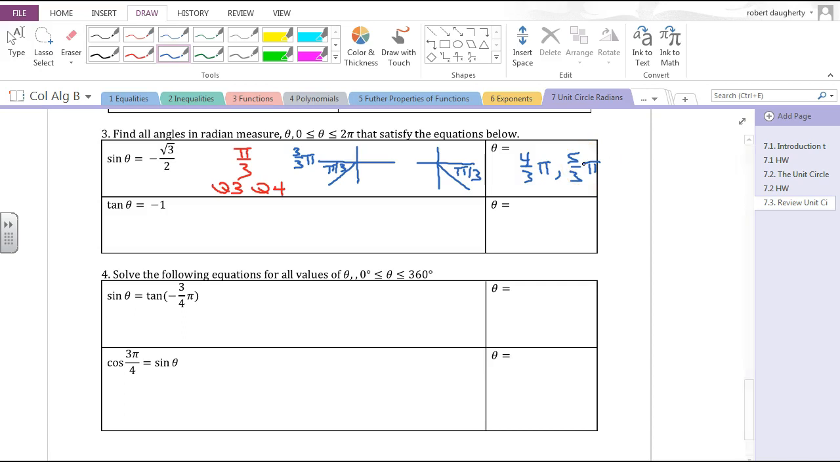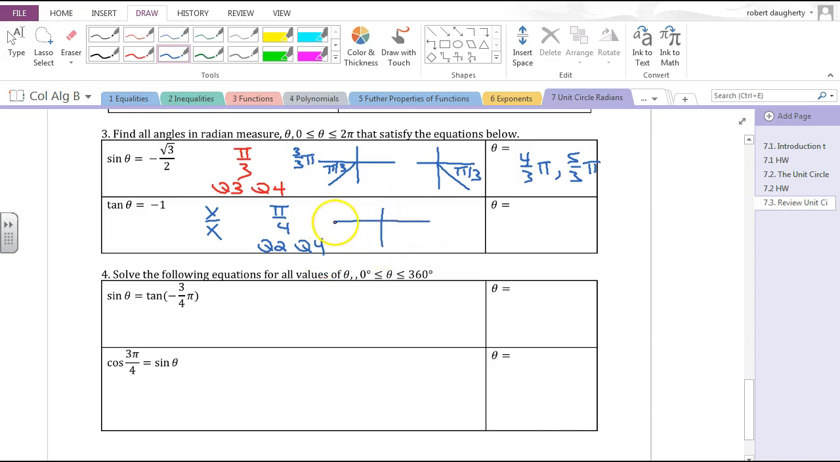Tangent equals -1. Okay, where's the tangent equal to 1? That means y/x is going to be 1 when the y and the x are equal to each other. That happens at pi/4. So this angle is pi/4. Its tangent is negative. That happens in quadrant 2 and quadrant 4.